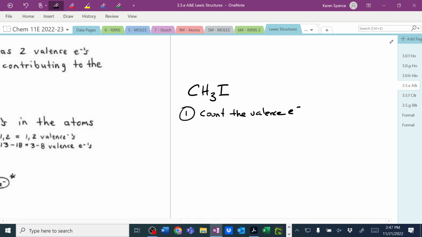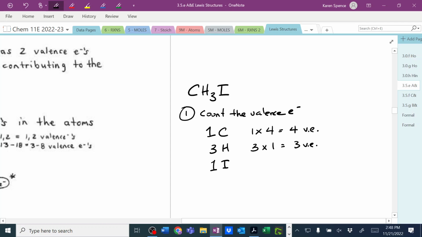So we're going to count the valence electrons. We have 1 carbon, 3 hydrogens, and 1 iodine. So that's 1 times, how many valence electrons does carbon have? 4. So that's 4 valence electrons. Hydrogen, we have 3 of them. How many valence electrons does hydrogen have? 1, so that is 3 valence electrons. And iodine, we have 1 of them. How many valence electrons? 7, so that's 7 valence electrons.